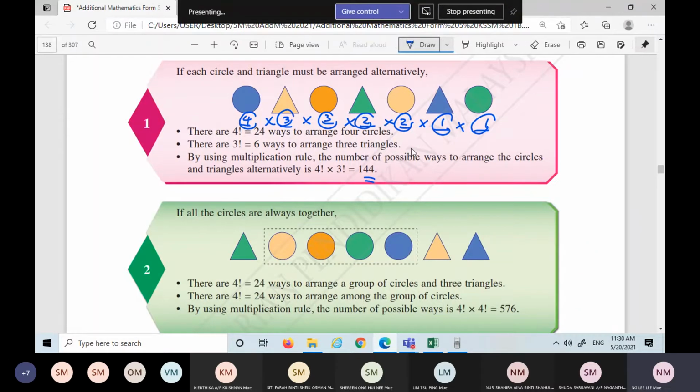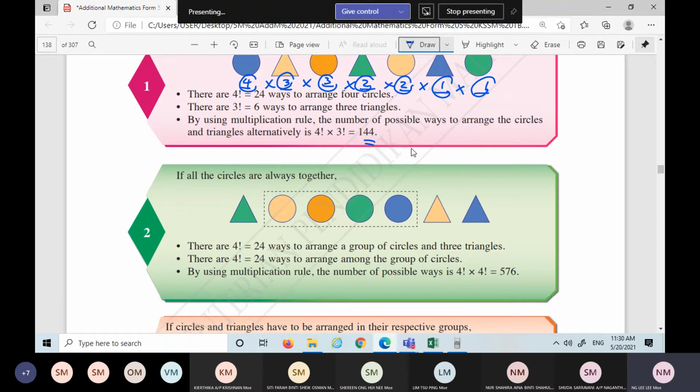Look at our second situation. Now they want all the circles together. So you tie all the circles together. You have to assume it is one object now. You always get this kind of question, so you have to remember the idea: when something is tied together, you assume that it is one object. So you see one group of circles, and each triangle as one object. This is the second object, third object, and the fourth object.